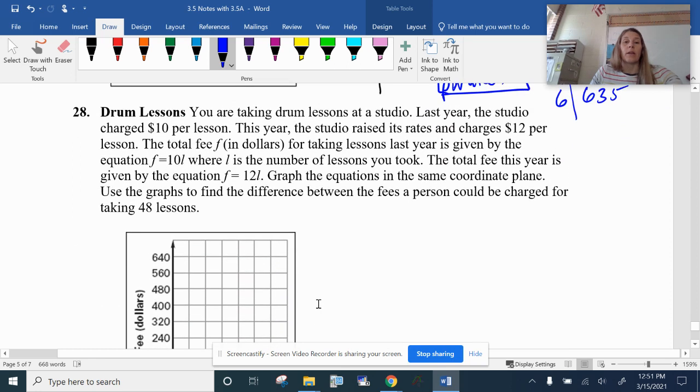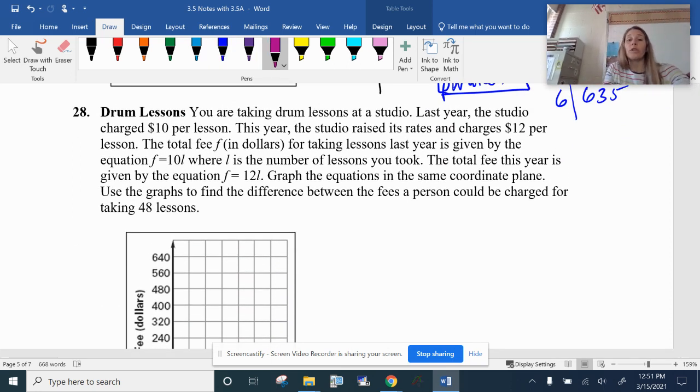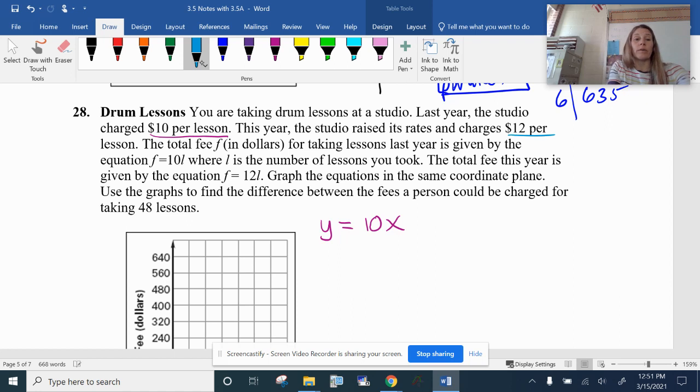So looking at the second question here, you're taking drum lessons at a studio. Last year, the studio charged $10 per lesson. So that would basically be y equals 10x. And this year, the studio raised their rates and they're charging $12 per lesson. So that would basically be like 12x.